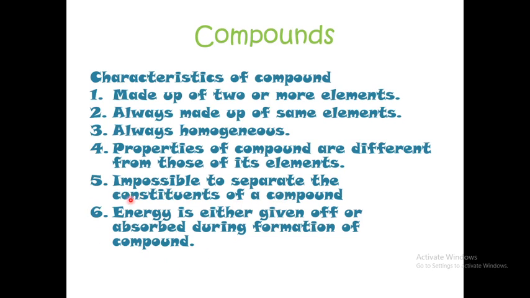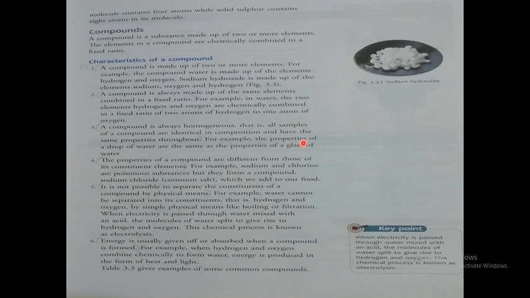Moving on to the last one, energy is either given off or absorbed during the formation of a compound. So whenever a compound is formed, energy is either absorbed or released. Okay, so this was about compounds. Let's go through your book. This is the definition of compounds. A compound is a substance made up of two or more elements, and the elements in a compound are chemically combined in a fixed ratio. Characteristics of a compound: a compound is made up of two or more elements.